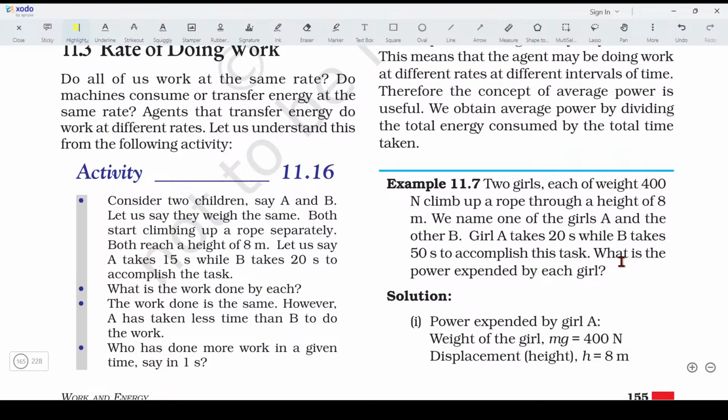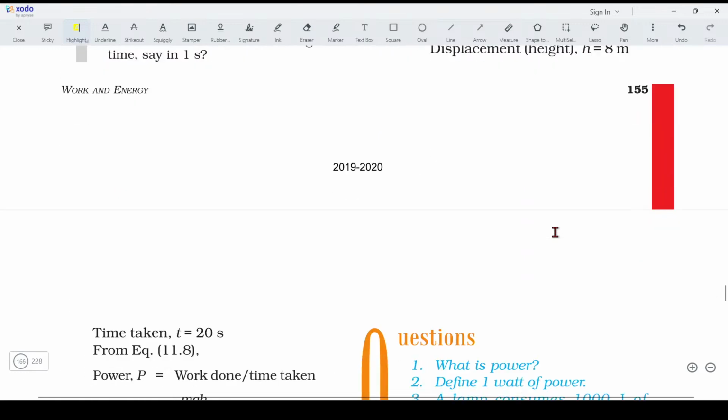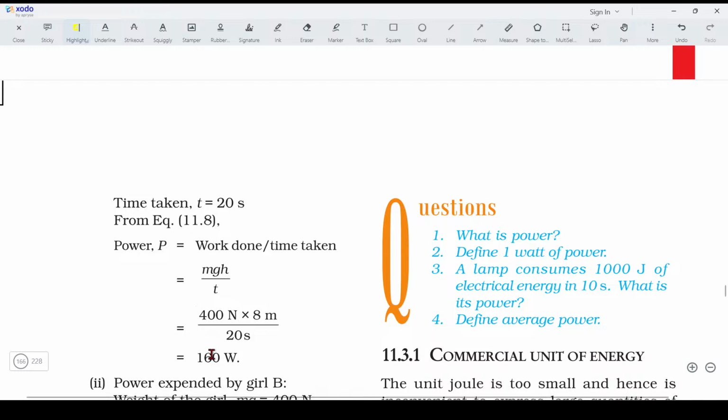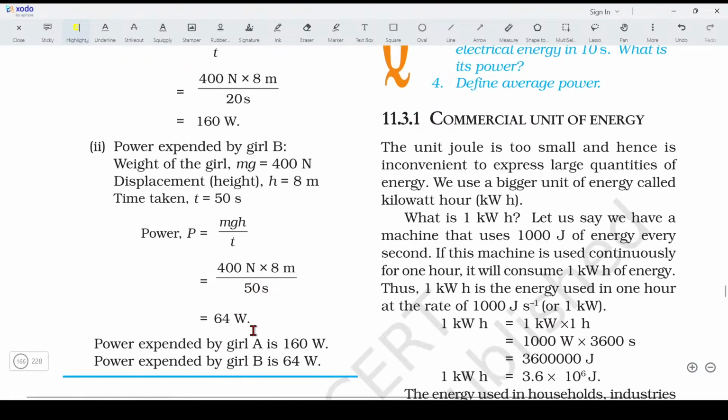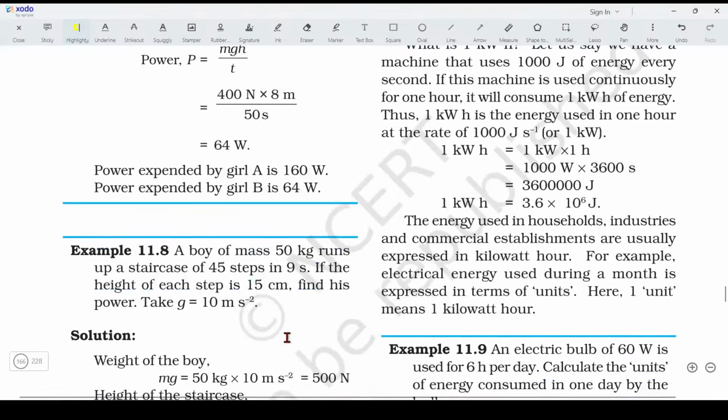3200 upon 20. Why 3200? Force in newton into displacement is the total energy. The total energy is 3200; this fellow is taking 20 seconds, that fellow is taking 50 seconds. So whoever is spending the energy faster has got the higher power, right? 3200 by 20 seconds, this fellow has got 160 watt power. The other one is a slower fellow, so that fellow can spend only 64, right? So the power of the second girl is actually much lower than the first girl. Understood now?